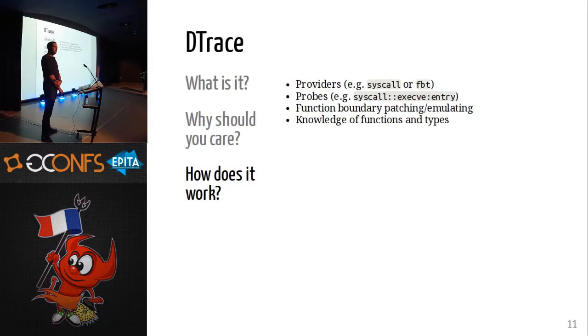The FBT probe works by patching the function boundaries. As soon as you are about to execute a function, the function prologue will be dynamically altered or patched. It saves the original instruction you are about to execute. It then runs the probe, which does whatever it needs to do. And when the probe is done running, it'll emulate the original instruction you were about to execute when you entered the function. Currently, we do have code for this in OpenBSD already.